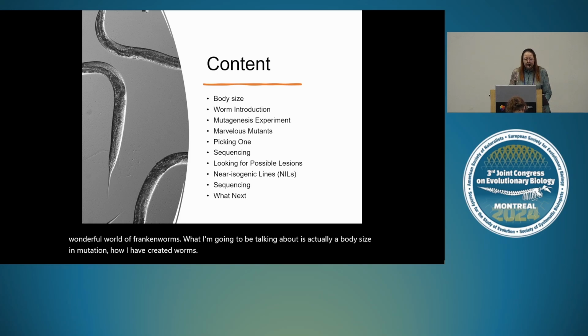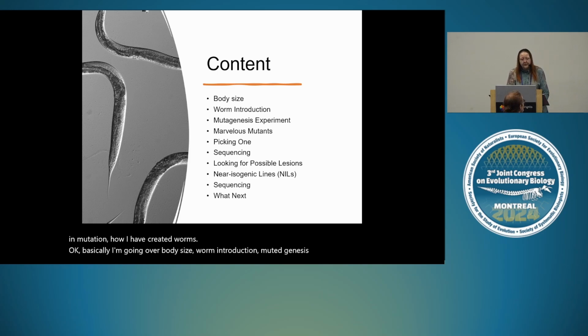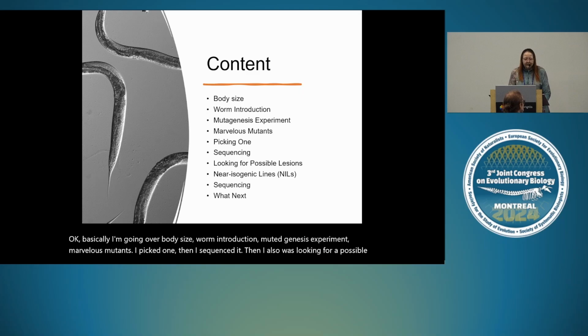Basically, I'm going over body size, worm introduction, mutagenesis experiment, marvelous mutants. I picked one, then I sequenced it, and I was also looking for possible lesions. We'll do the near isogenic lines I created at the same time, as well as initial sequencing that I did on those, and what I'm going to be working on next.